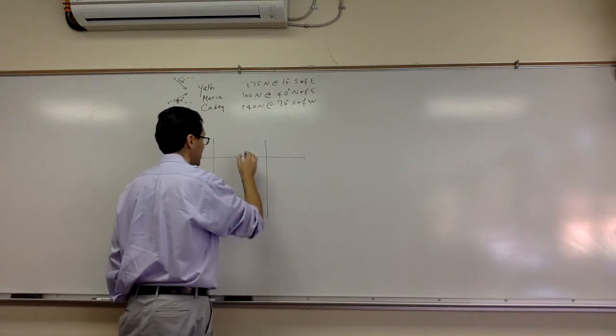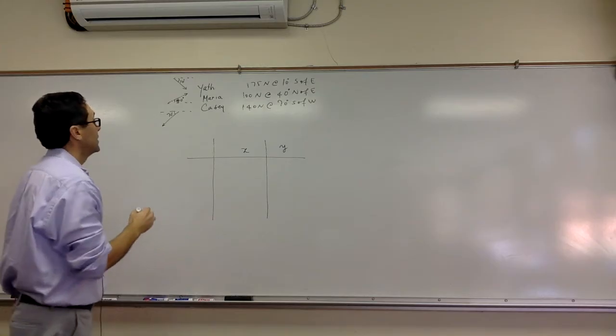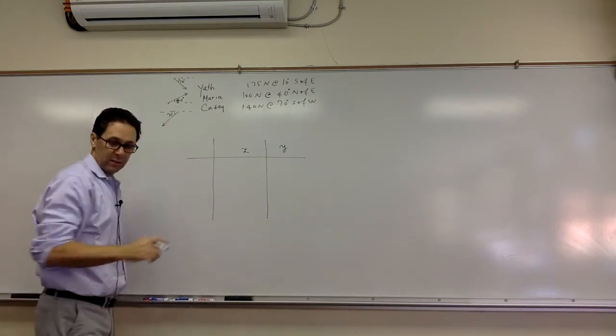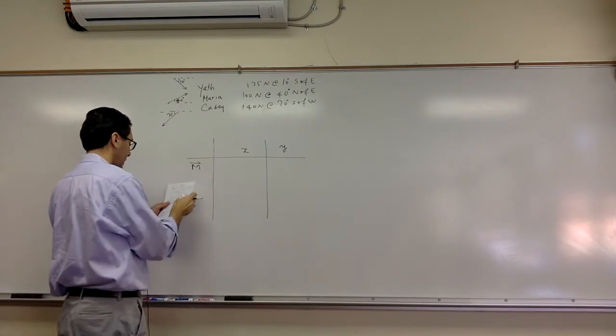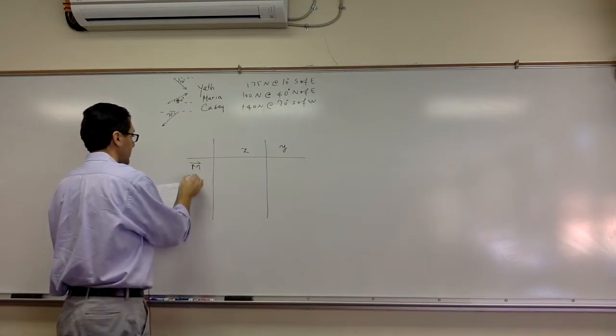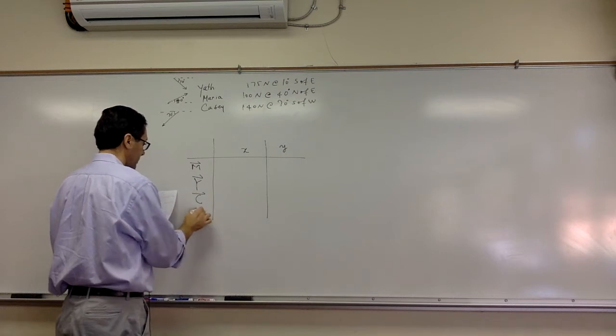I highly recommend you do a chart. You break your vectors into x and y components. So the force that Maria is exerting, we're going to call it M with an arrow. For Yas, we're going to call it Y. And for Casey, it's C. And then we're going to find the resultant.